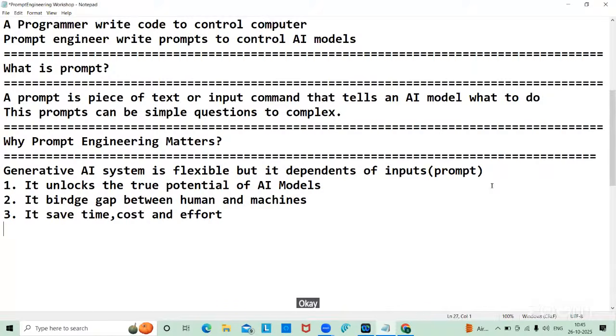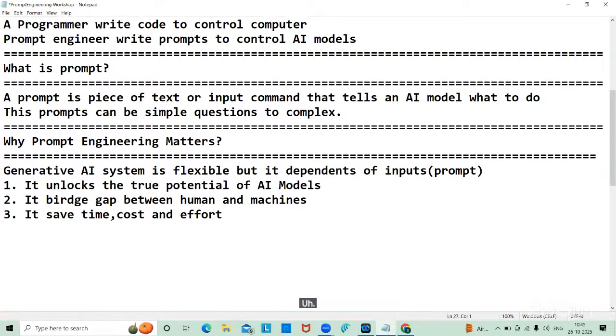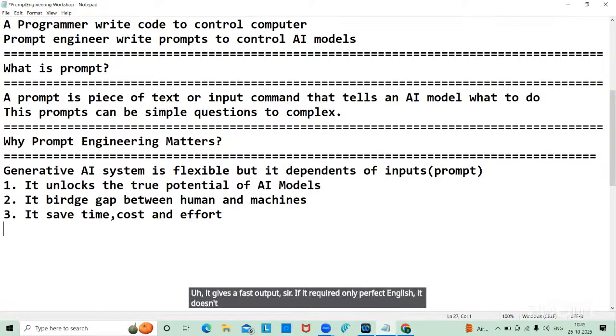For example, it saves time, cost, and effort. It gives fast outputs. It requires only perfect English; it doesn't need any other programming language.